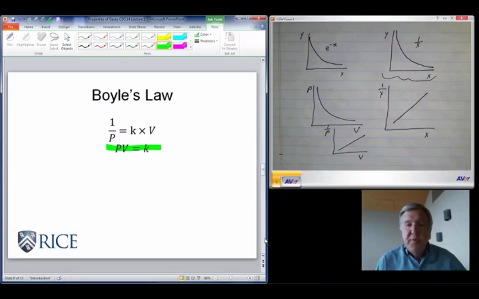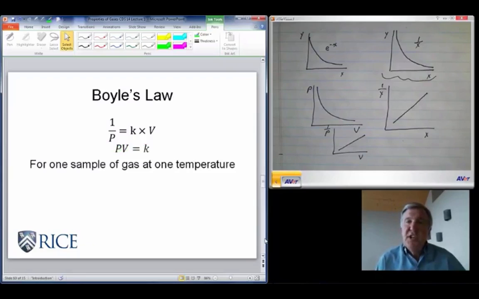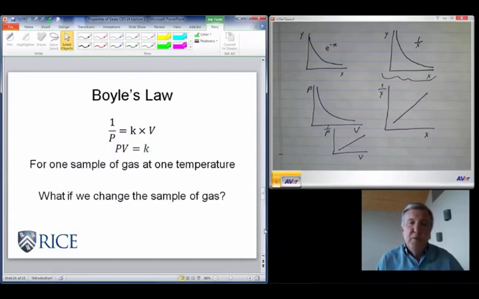Remember, we trapped a sample of gas, and we trapped it at a particular temperature. What happens, though, if we were to change that? This function is only valid for one sample of gas at one temperature. A different way of asking the question is, what do you suppose this constant has to do with? The answer: it has to do with what sample of gas we took, and what temperature of the gas we took.